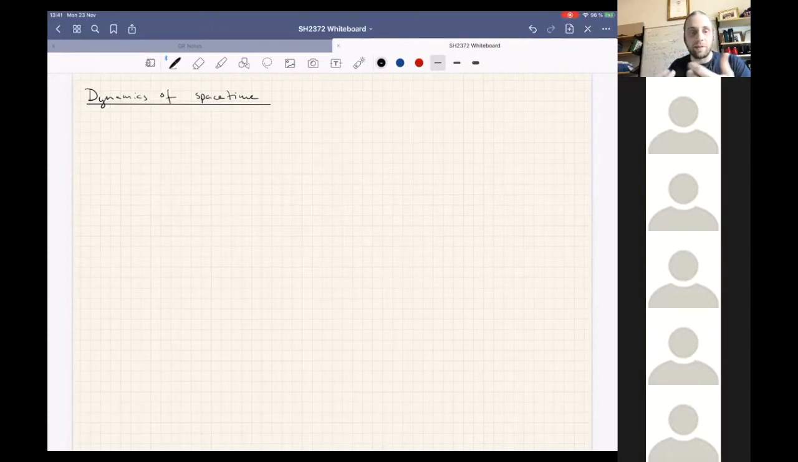So far, we have been discussing how a test particle would move in a given spacetime, but now we need to know what this spacetime is. So what is the metric? Let me just go back to the correct place in my lecture notes.